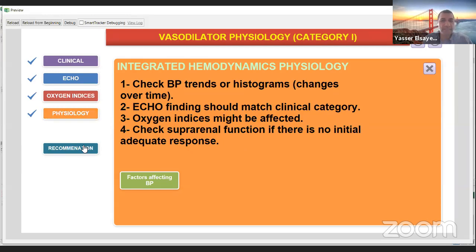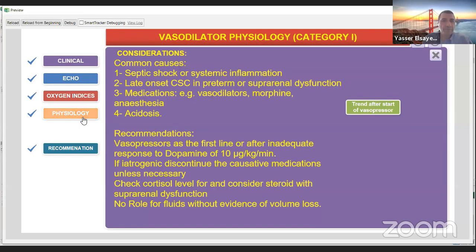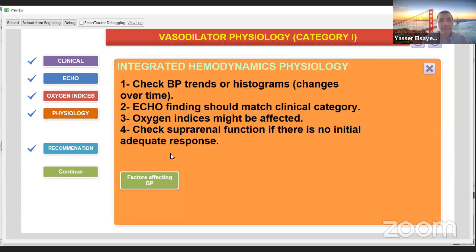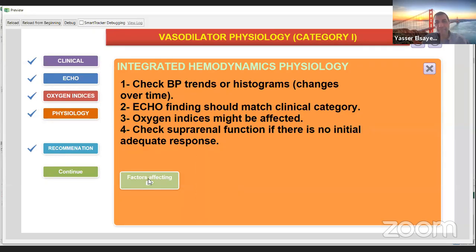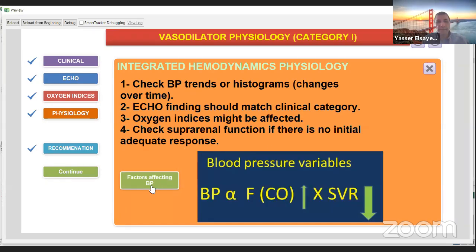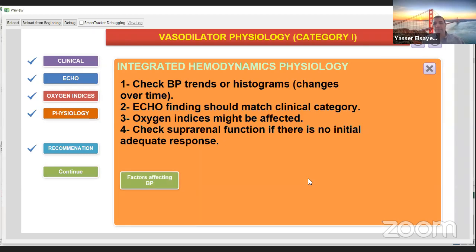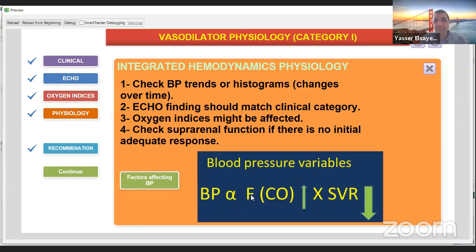So the recommendation is typically, sorry, with the physiology, I just show you one thing here. If you look at the trend, this infant was given vasopressin as a vasopressor. No, the example will be later. So if you look at the blood pressure variables in this case, the blood pressure is the cardiac output multiplied by systemic vascular resistance. In this case, you have the cardiac output slightly increased, but you have a significant decrease in systemic vascular resistance reflected on the blood pressure. And the blood pressure here in this equation is the mean blood pressure.